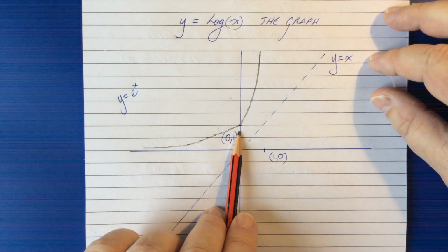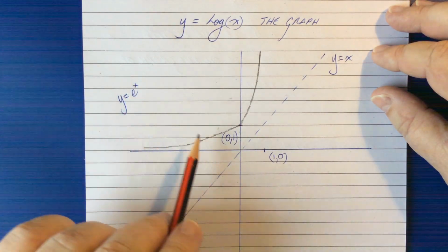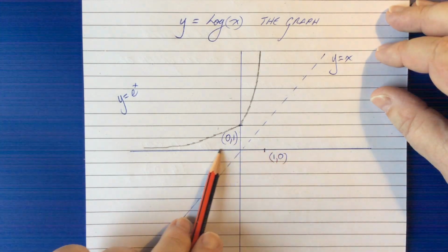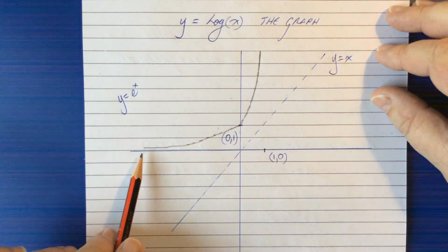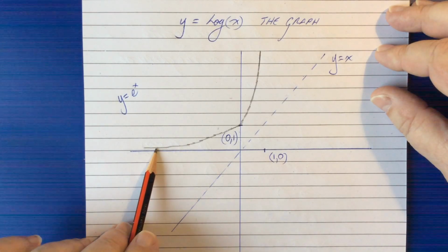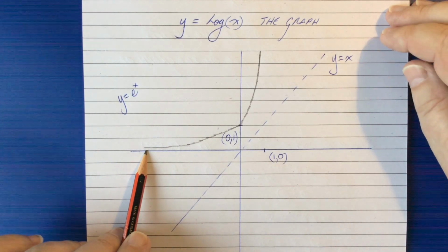It passes through 1 because if we make e to the power of 0, we get 1, and the x-axis is an asymptote. The graph of this function will approach this line but never touch it.